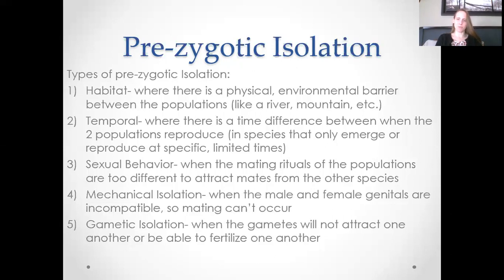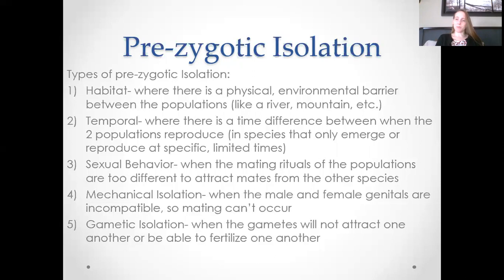The second is temporal, where there is a time difference between when the two populations would reproduce. This would be like your sympatric speciation, where it's in the same spot, but at a different time. So maybe the two different populations have different mating seasons, or one is out in the day and one is out at the night, that sort of thing.